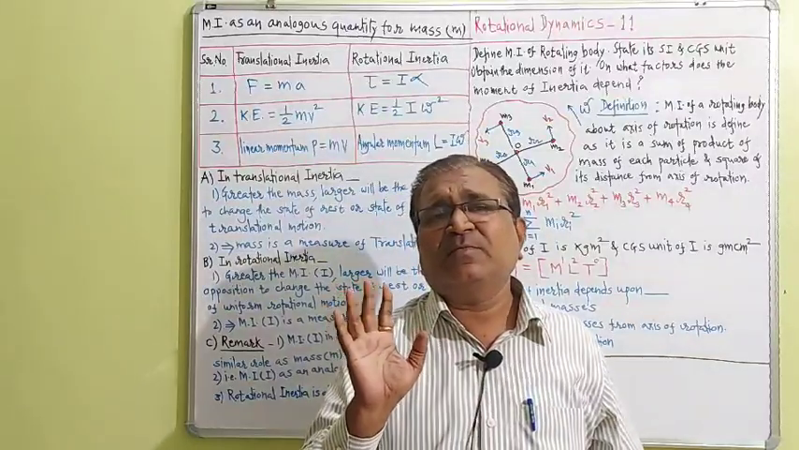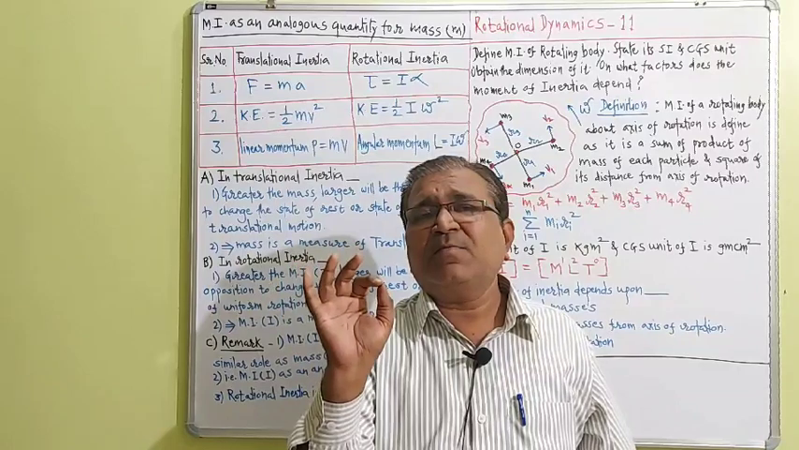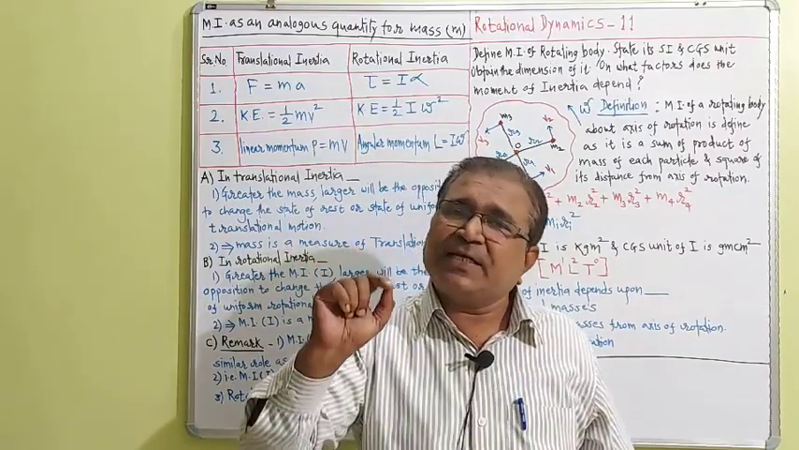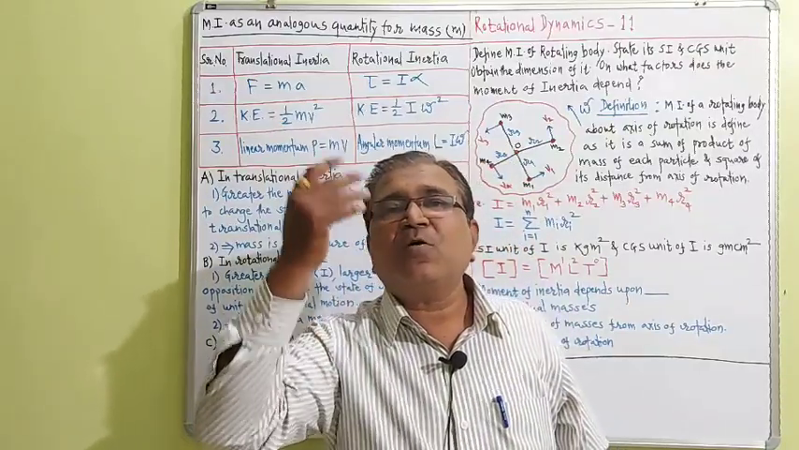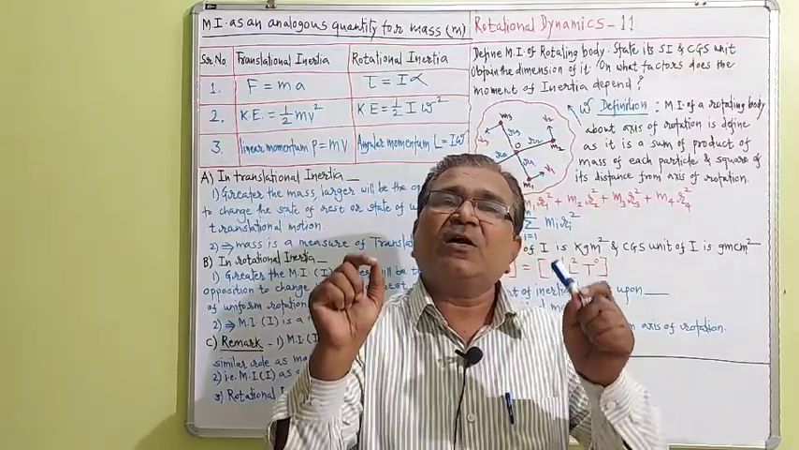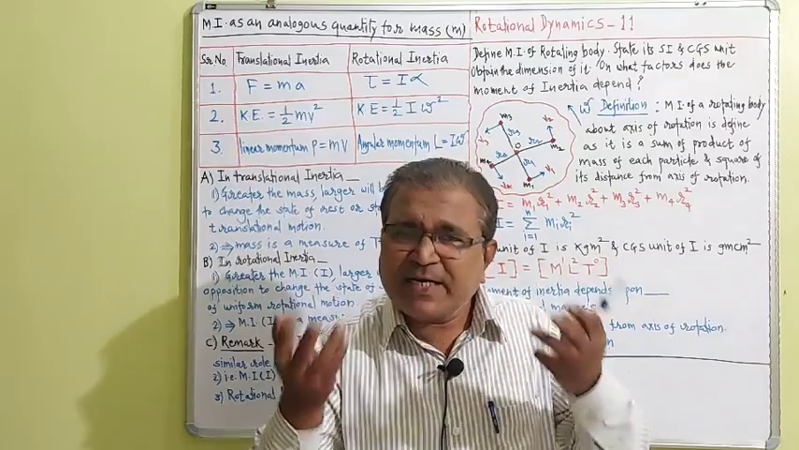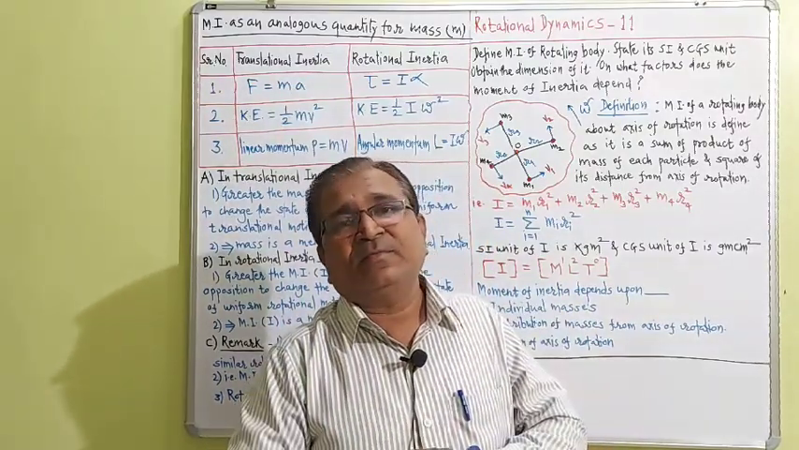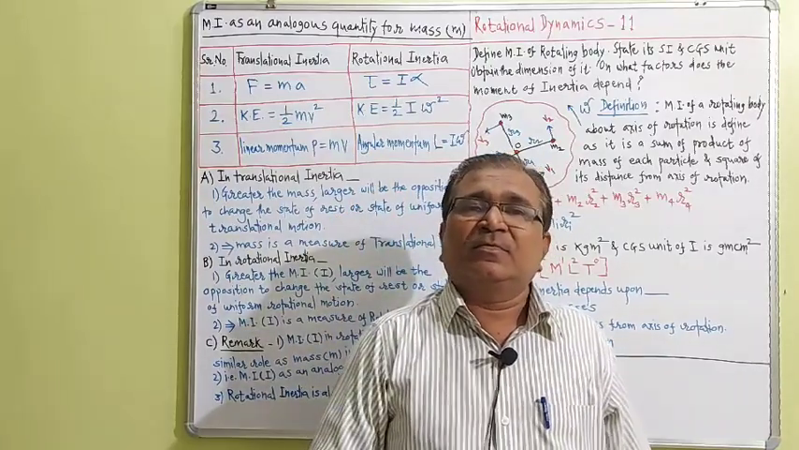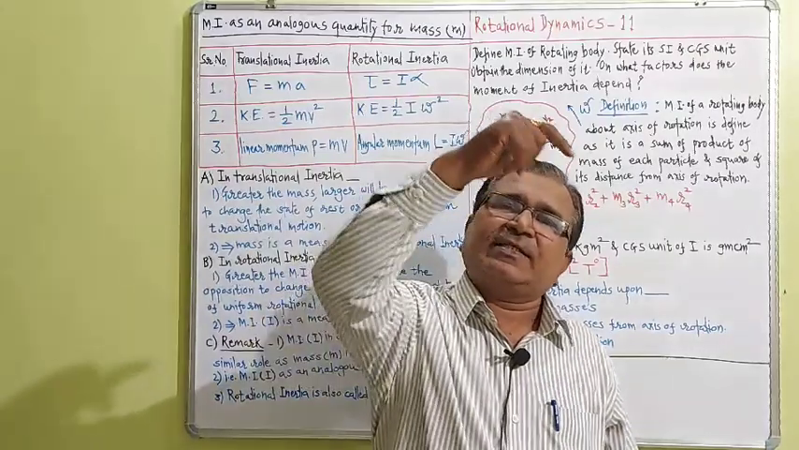Definition is complete. Moment of inertia of a rotating body is defined as the sum of product of mass of each particle and square of its perpendicular distance from axis of rotation, called moment of inertia of the rotating body about axis of rotation. Many times I have repeated the definition of moment of inertia. Moment of inertia is denoted by capital I, mi ri square.